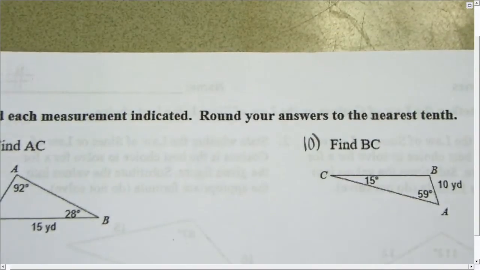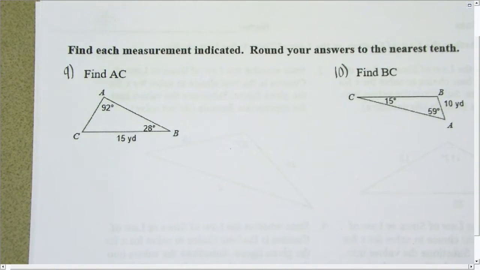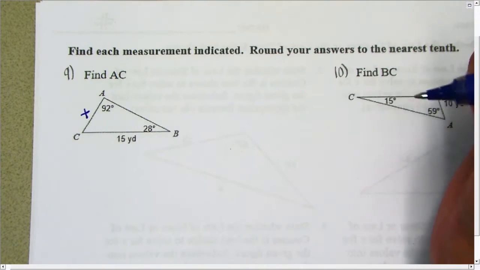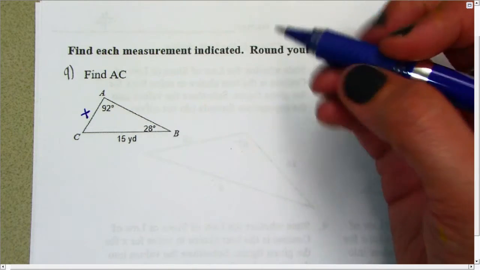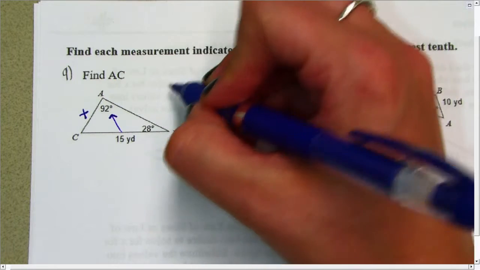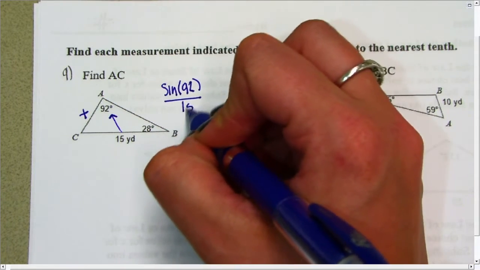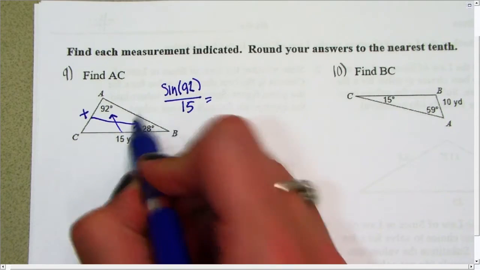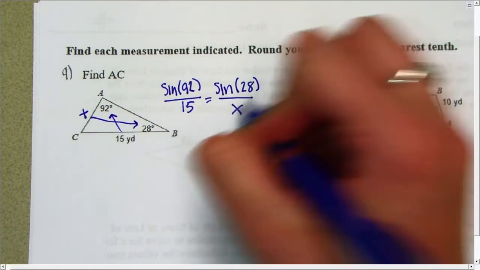Now on the back, we're actually going to be solving for a side or for an angle, depending on what trig function we're using here. In this one, it says find AC, which means I'm going to go to AC and put X there. So now I should just analyze my problem. I see 2 angles and 2 sides, law of sines. So 15 corresponds to 92, so sine of 92 over 15. And X corresponds to 28, sine of 28 over X.